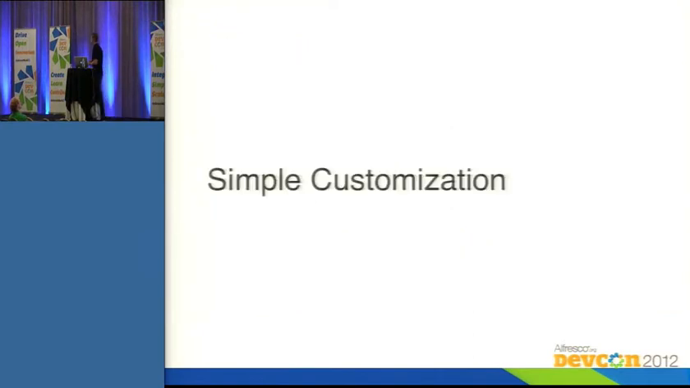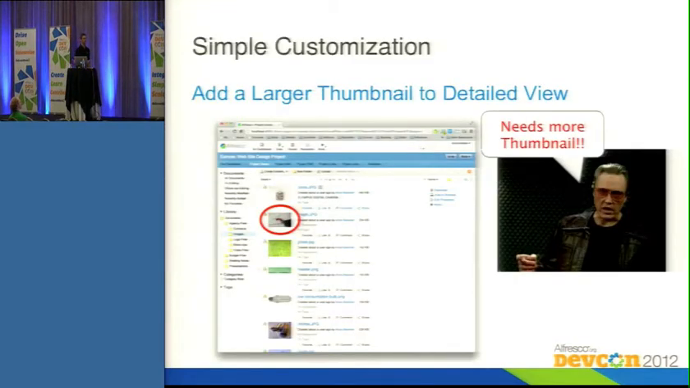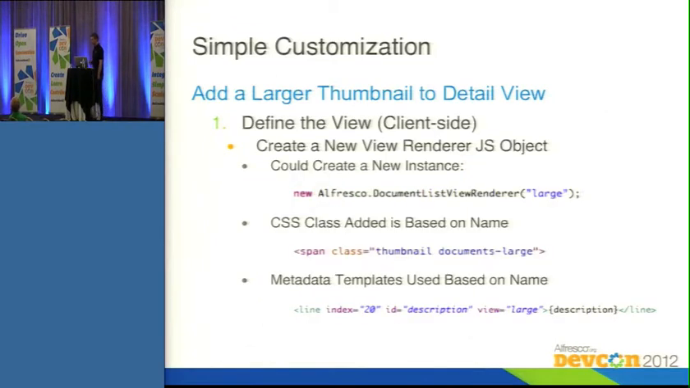So we're going to take a look again at a simple customization. And in this case, what we're going to do is just increase the size of the thumbnail in the standard detailed view available. So step one, we need to define this view. And again, that involves creating this new JavaScript object. So there we could just create a new instance of the base view renderer and give it a new name.